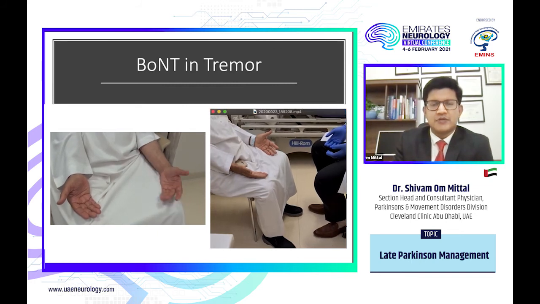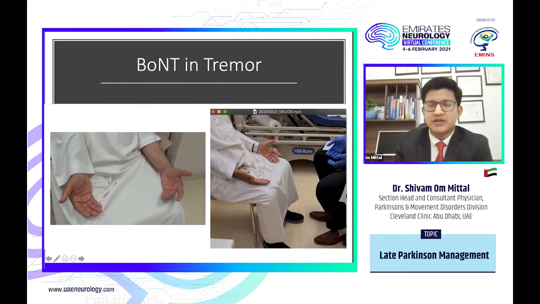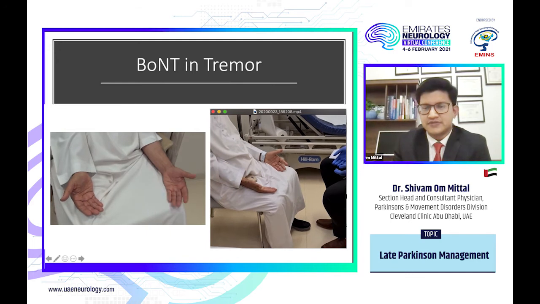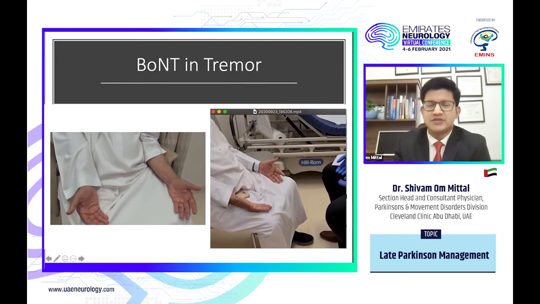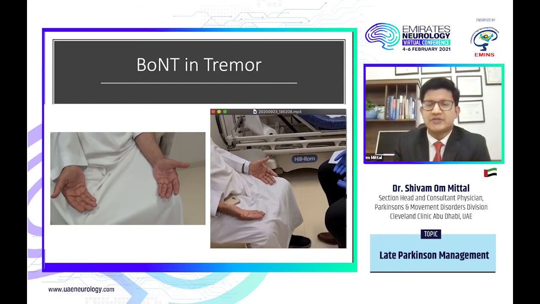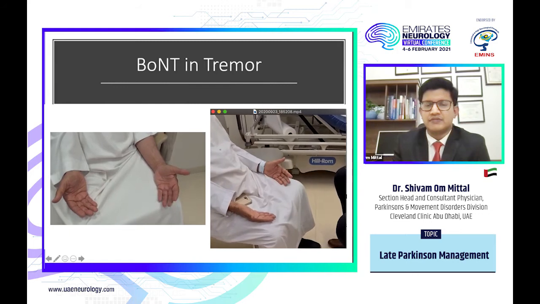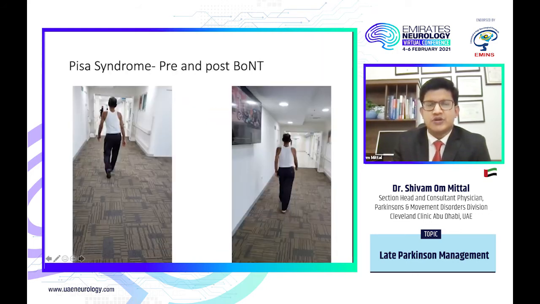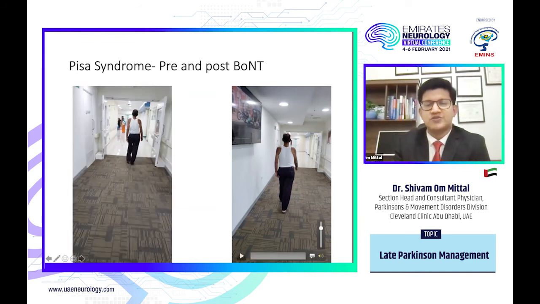And this is after the botulinum toxin injection. You can see the left hand tremor is under significant control. It's not 100%, but it is much better. I'm asking him to count backwards, and now you can see the left hand tremor starts surfacing. You can also use botulinum toxin for Pisa syndrome, where you have truncal flexion towards one side.